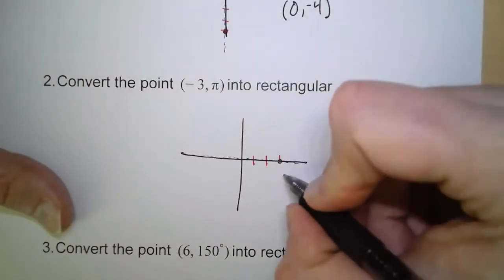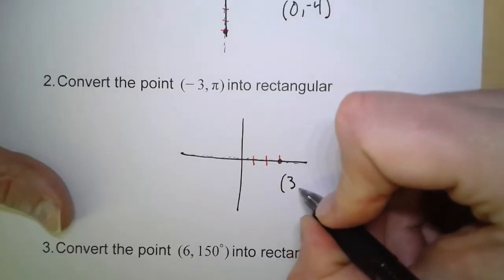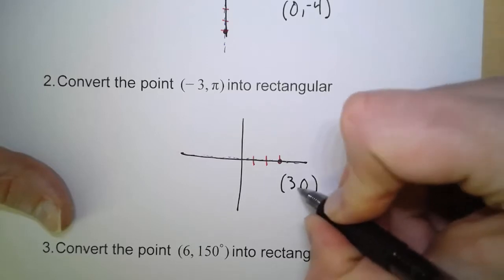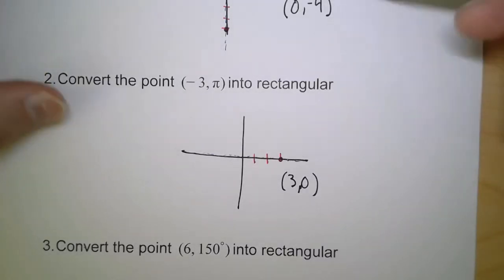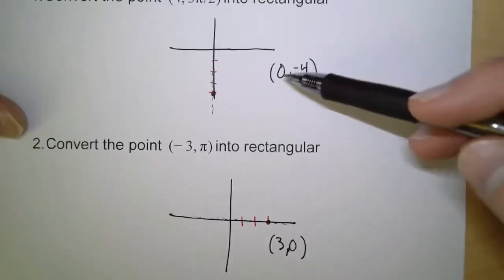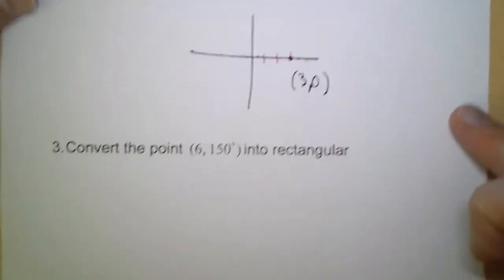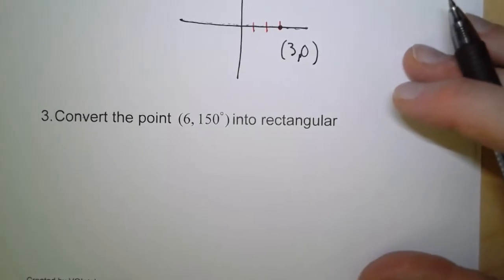So in rectangular, we ask how many units to the left or right? It's 3 units to the right. How many units up or down from the origin? It's 0. So we have 3, 0 as our rectangular coordinate. Now these first two are a little bit simpler because they ended up being on the x and y axes, and so that means either the x or the y coordinate was 0. Now let's look at one where neither the x nor the y coordinate will be 0.